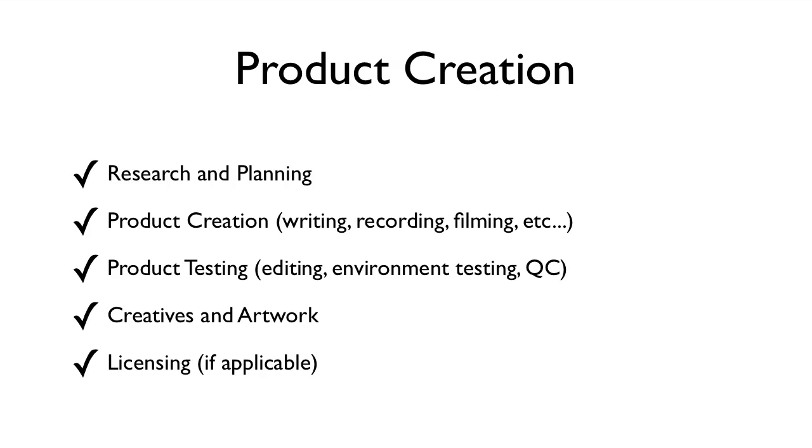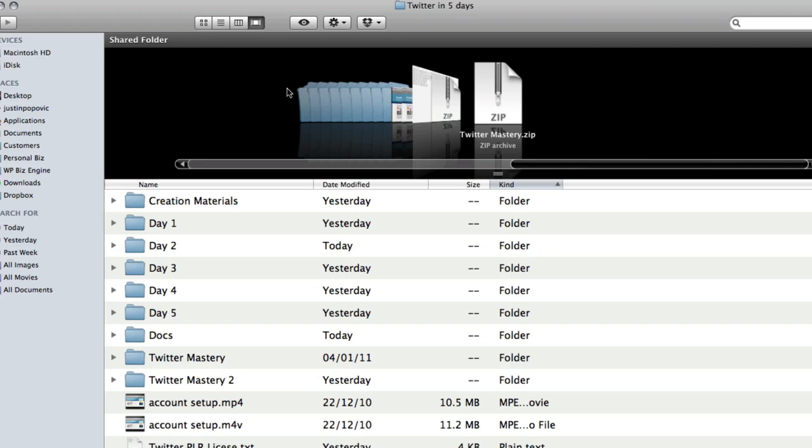So right now let me switch over to my screencast and show you how the product creation took place. So I can't really show you the product creation process, but what I have here is I'm looking into a folder I have called Twitter in 5 Days. It's just what I named the folder for this product. And I'm just going to show you everything that's been created.